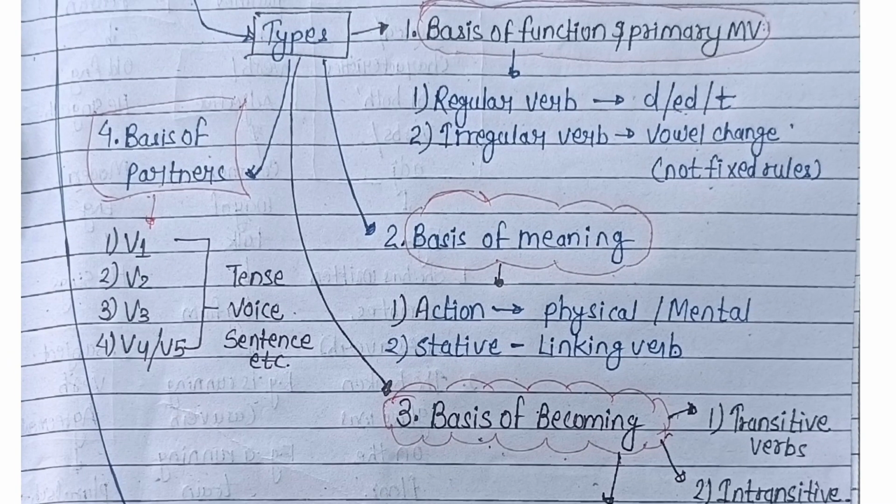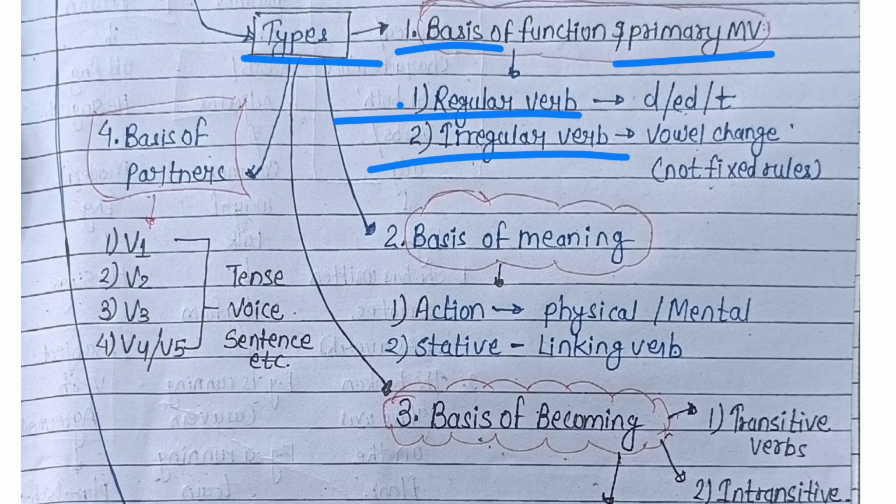Now, their types. We need to know that main verb has types. Which one is more important? Remember this. The most important type is the one on the basis of function, and it is also known as the primary main verb. And these are one regular and another irregular. In regular verbs, what we have mostly noticed is the D, ED and T form. And in irregular verbs, we change the vowels. That is not a fixed rule.